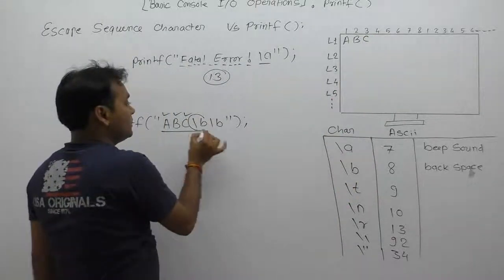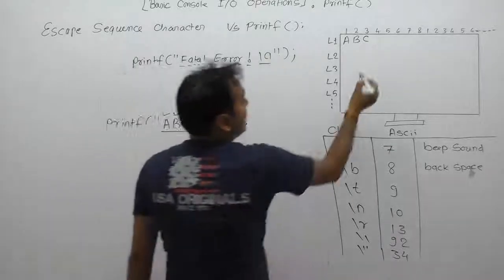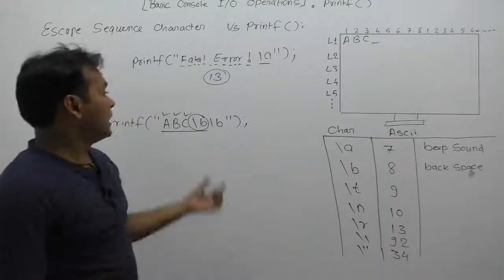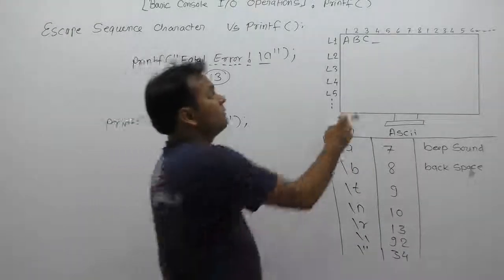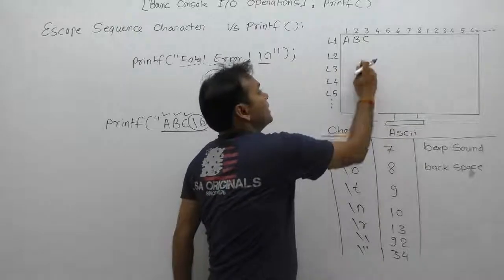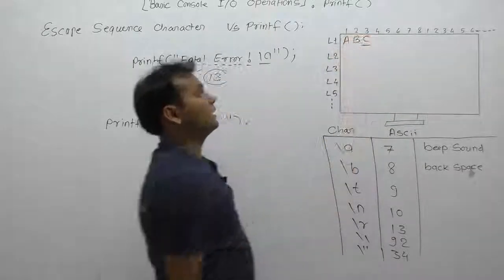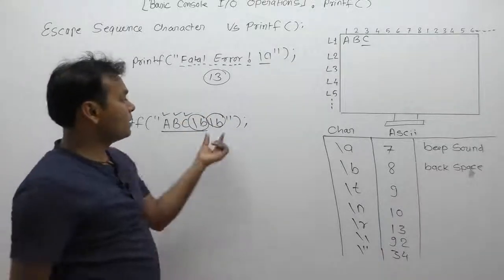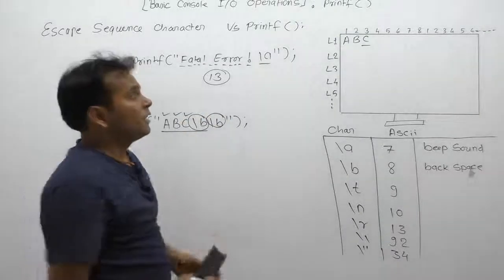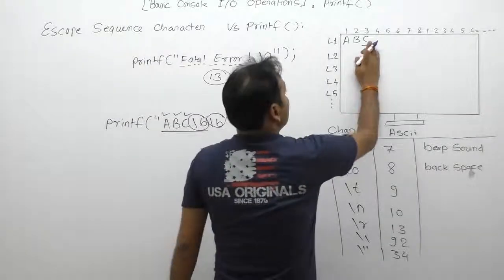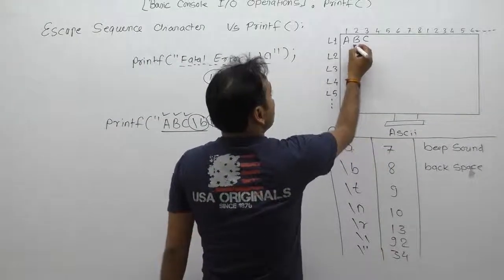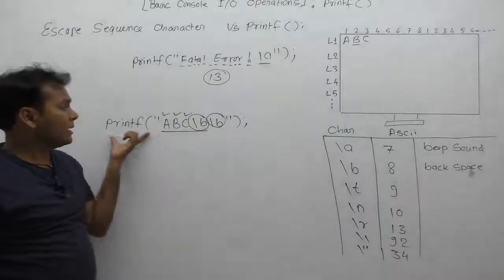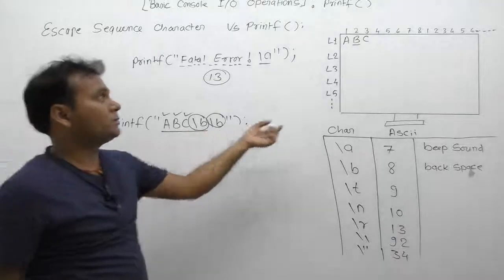Next one, slash b. Slash b is not a printable character. After displaying c, the current position of the cursor is the fourth position. According to slash b, the cursor will be shifted to the left, one character left. Next, again slash b. Slash b again is not a printable character. Therefore, again the cursor will be moved to the previous position, which means inside b. This is the output of this printf function according to slash b.